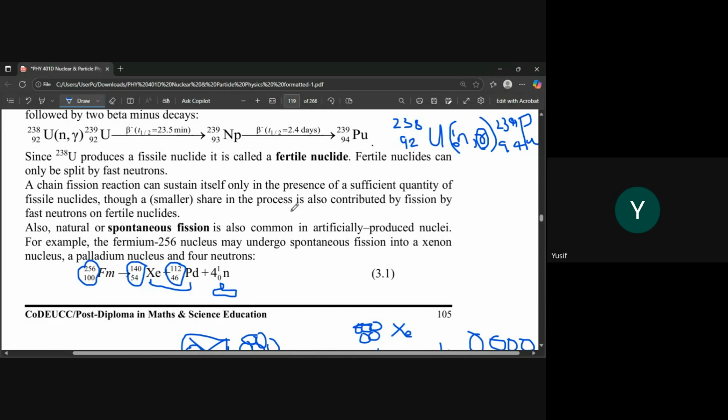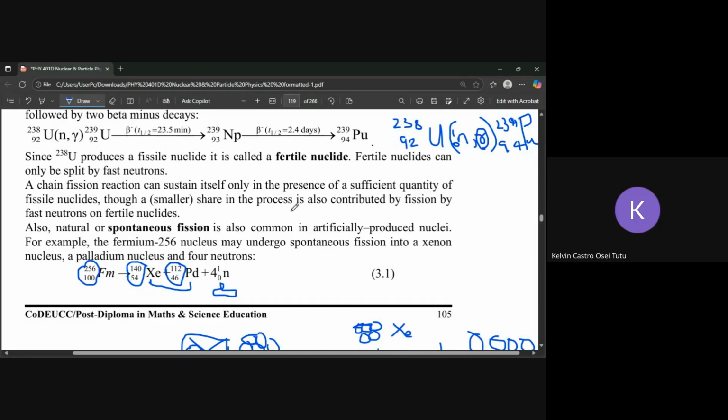With what is in the model, I can say that the difference is how it can be split. I think you say the fertile nucleus can only be split by fast neutrons. So I think that would be the difference. It can only be split by fast neutrons, for a fertile nuclide. Are you sure?